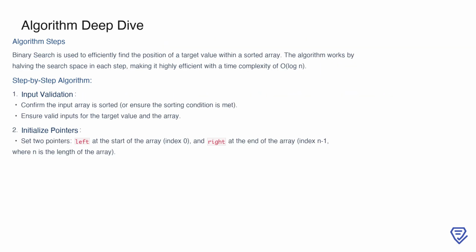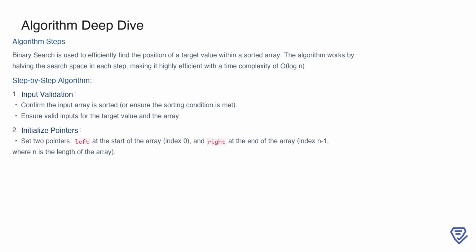Binary search is a highly efficient algorithm used to find the position of a target value within a sorted array. The key advantage of this algorithm lies in its ability to repeatedly halve the search space, ensuring that each step brings us closer to the solution. This results in a logarithmic time complexity of O(log n), making it significantly faster than linear search for large datasets. To begin, the first step is input validation.